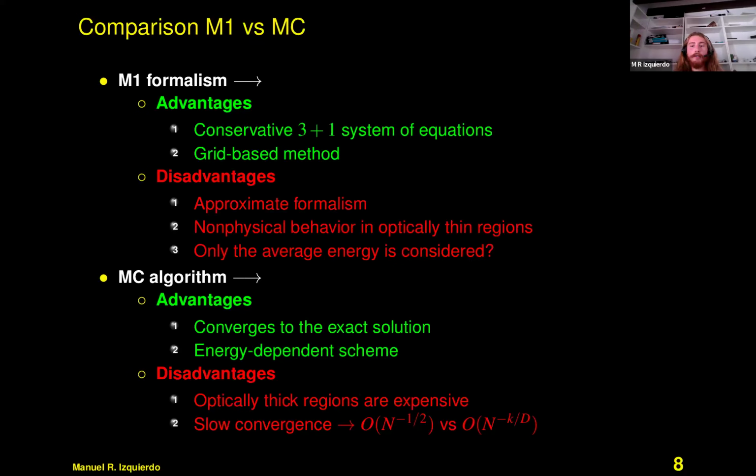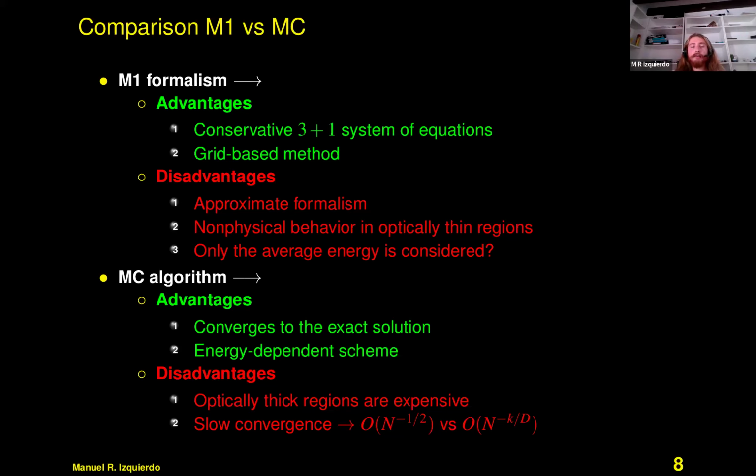So when we compare them, overall, we can see that the N1 has a clear advantage. It is a conservative 3+1 system of equations, which is what we all dream about, let's say. We can solve it with a grid-based method that we all have implemented in our codes. But the disadvantage is clear. It is well known, this non-physical behavior in the optically thin regions, which makes this method only approximate. Now we will assess how accurate this approximation can be or not, even though it is very difficult to determine.